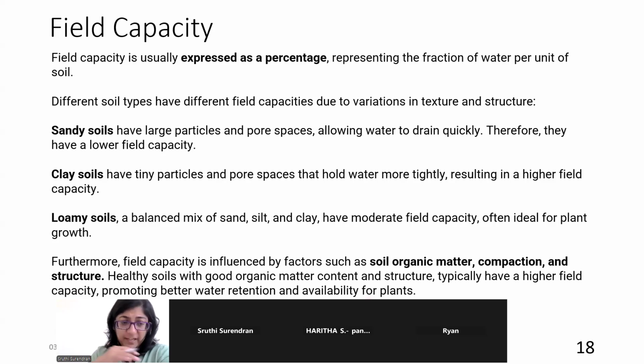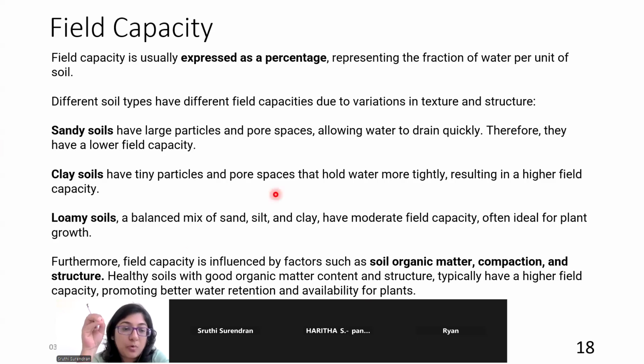And again, when it comes to loamy soil, it's a mixture of sand, silt, and clay. So it has a good amount of field capacity because it's a mixture of sand, silt, clay, all different particles. So it is also not able to drain off the water as easily as sandy soil. So it can retain a good amount of water, which is why it is called ideal for plants.